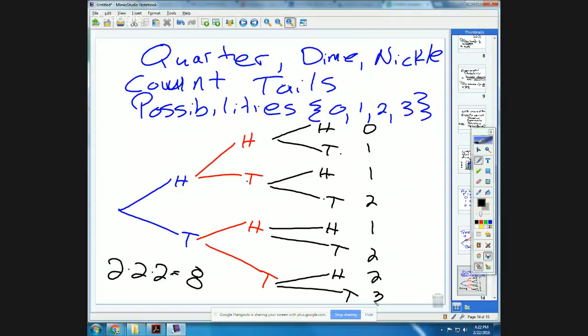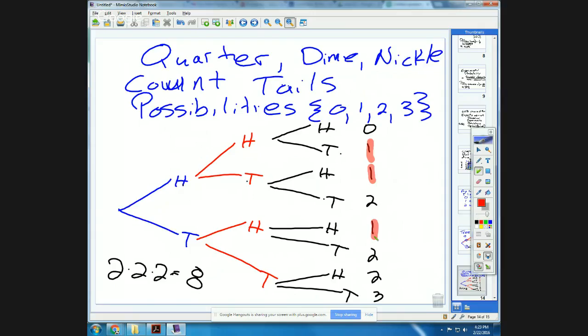So now I can figure out the probability of getting no tails, 1 tail, 2 tails, or 3 tails. And those are the different possibilities. There's only one way to get no tails, right? There's 3 ways to get 1 tail. And there are 3 ways to get 2 tails. So there's 3 ways that can happen. How many ways can we get 3 tails? 1 way.